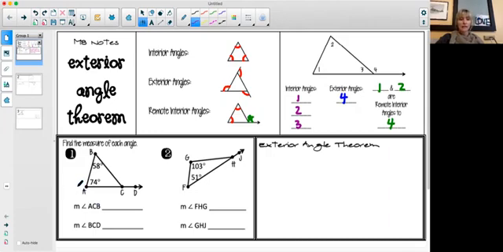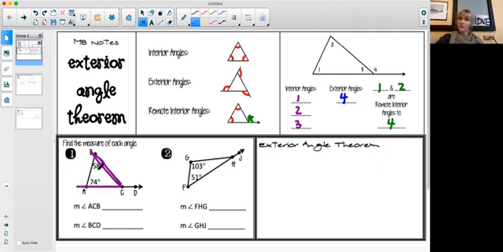I'm going to trace this angle A to C to B. I'm just following the order of their letters. And that tells me this question wants me to find this interior angle right here. Well, this I can use the triangle angle sum theorem for, like we worked on the last couple of days.